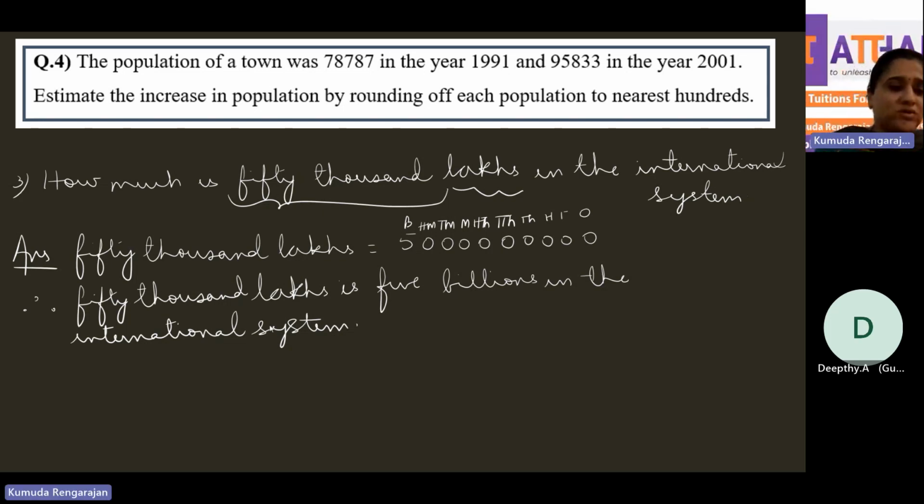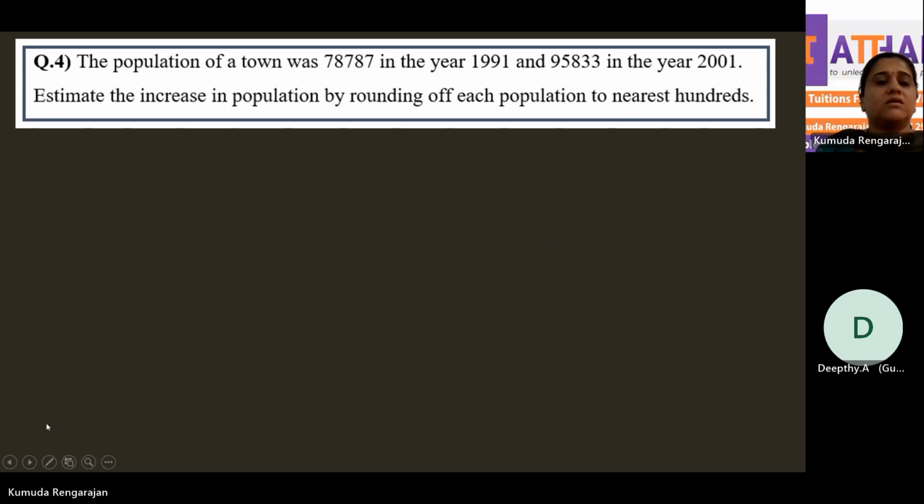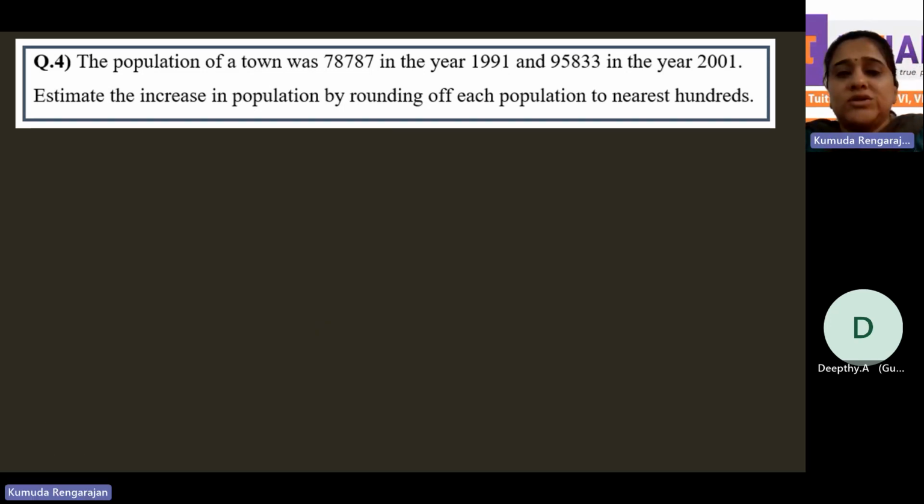Okay, the next is the fourth question. You see there on top. Write the question. As you write, understand the question.